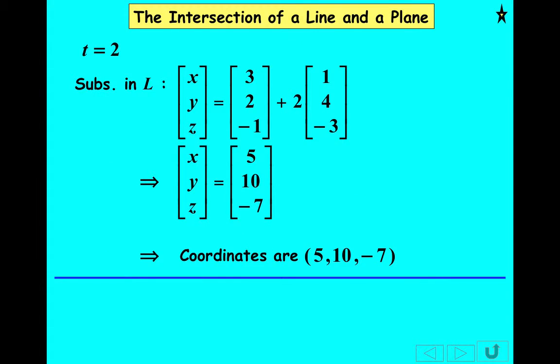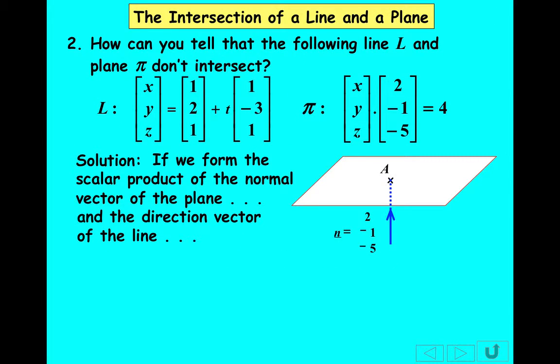Okay, what else would we want to do? Let's have a look at this one here. How do we know that a line and a plane don't intersect? If we go through that same process, then we'll get an equation for t where we get something like 0 equals 5, something that does not make sense.